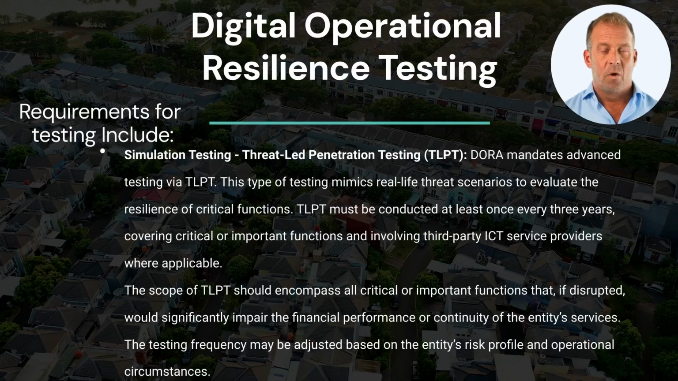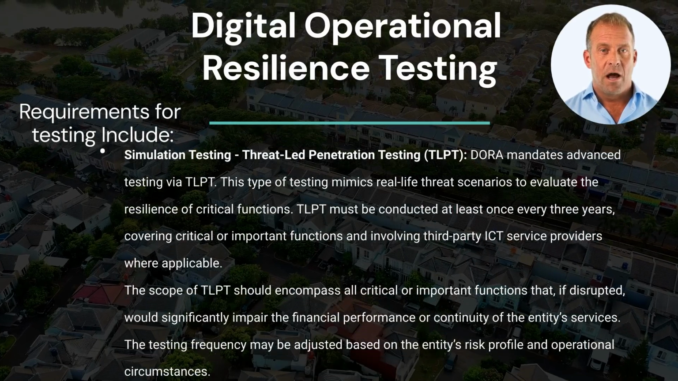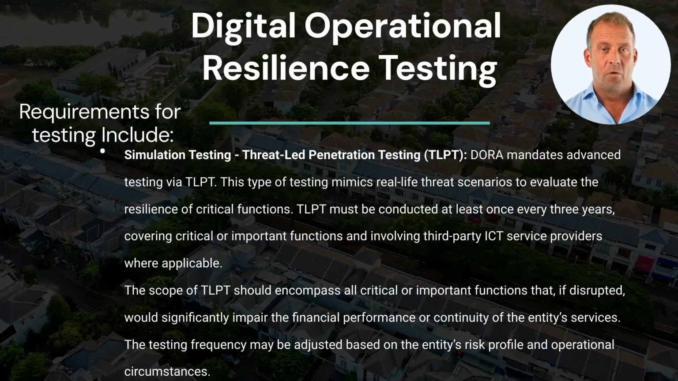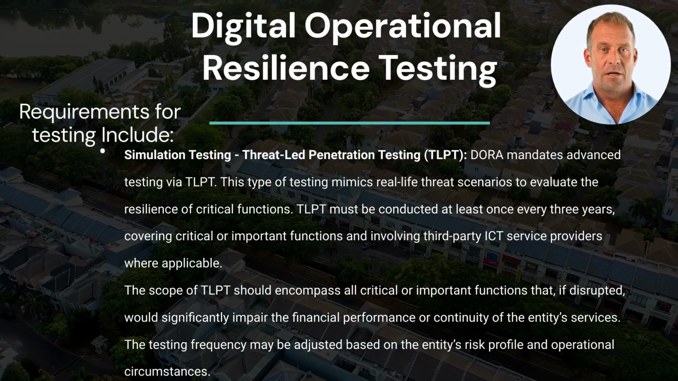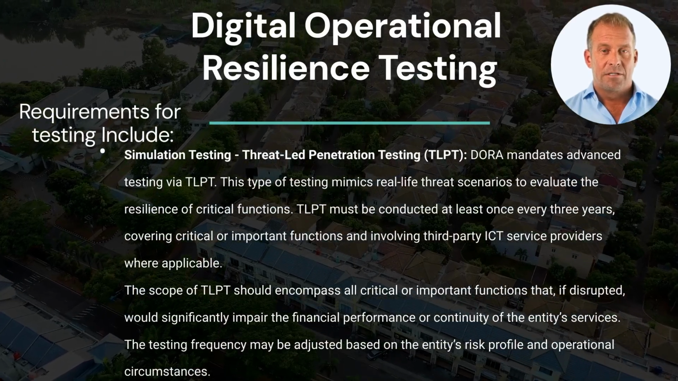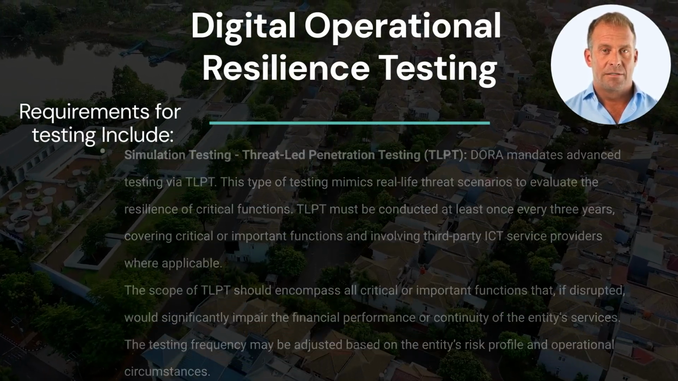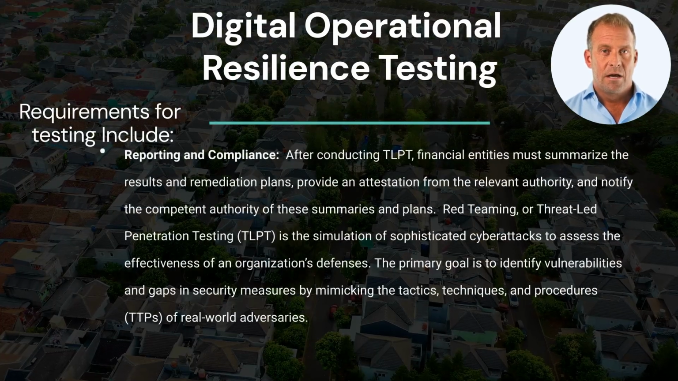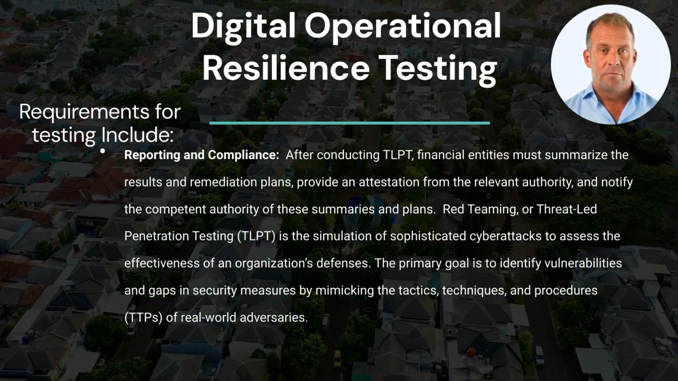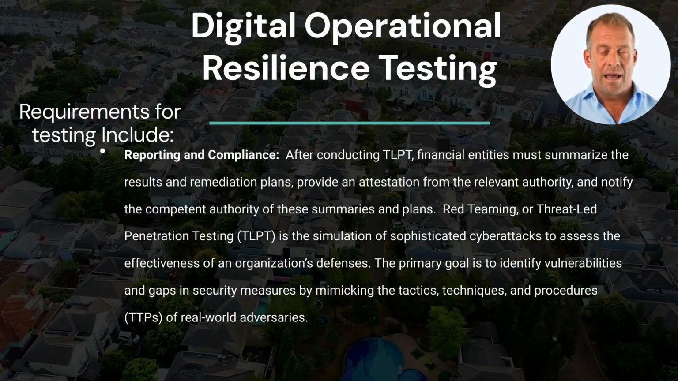TLPT must be conducted at least once every 3 years, covering critical or important functions and involving third-party ICT service providers where applicable. The scope of TLPT should encompass all critical or important functions that, if disrupted, would significantly impair the financial performance or continuity of the entity's services. The testing frequency may be adjusted based on the entity's risk profile and operational circumstances. Reporting and compliance. After conducting TLPT, financial entities must summarize the results and remediation plans, provide an attestation from the relevant authority, and notify the competent authority of these summaries and plans.